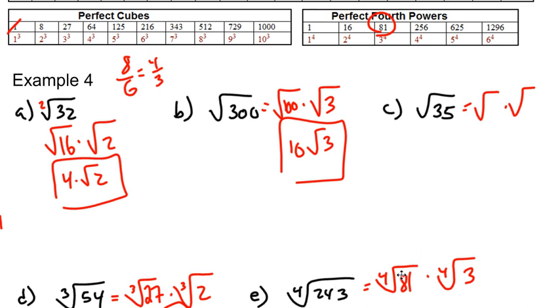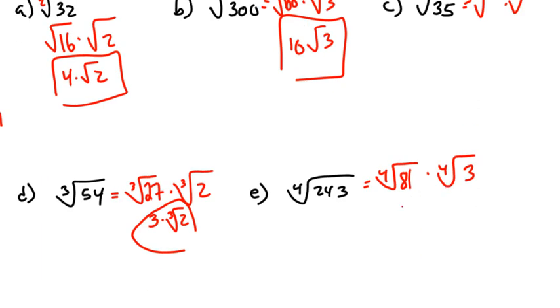And what is the fourth root of 81? Well, look, the fourth root of 81 is just 3, right? I mean, we have the answer right there. Okay, so that's just going to give us right here 3. And then no, we can't break down or simplify the fourth root of 3. So we leave it as the fourth root of 3.